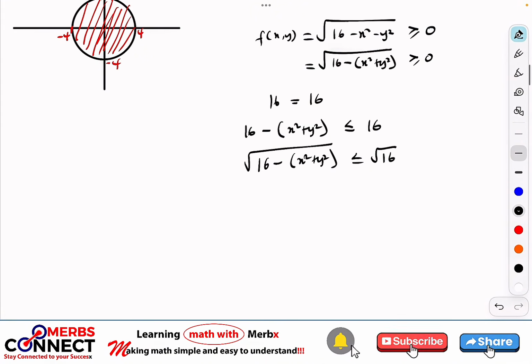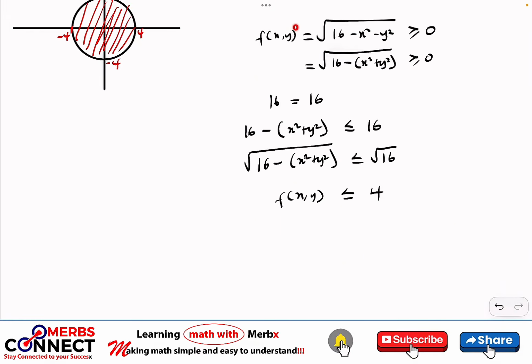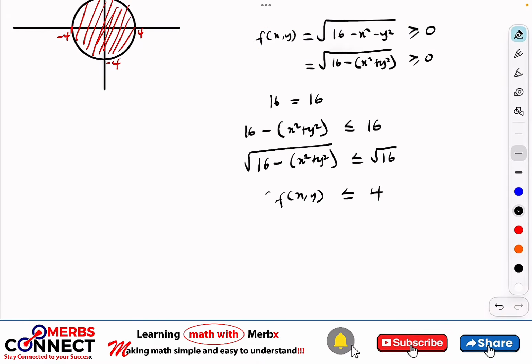And this is going to give us, so this that we have here is f of x, y, which is less than or equal to the square root of 16, which is 4. And remember, we said f of x, y is greater than or equal to 0. So it means that this is greater than or equal to 0. So this is going to be the range. So our range is going to be from 0 to 4. So this is how the range is going to be.